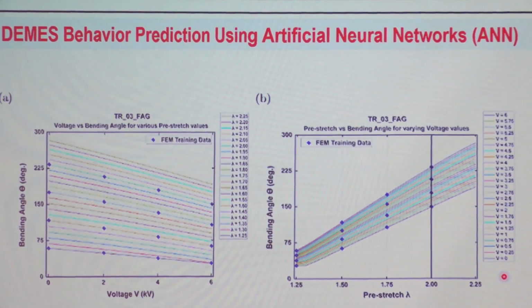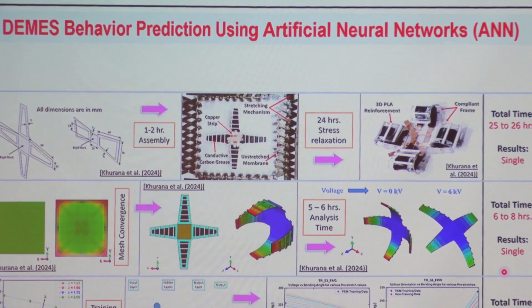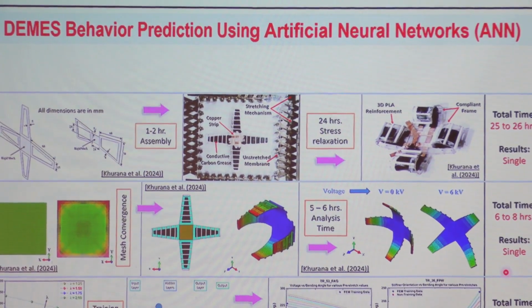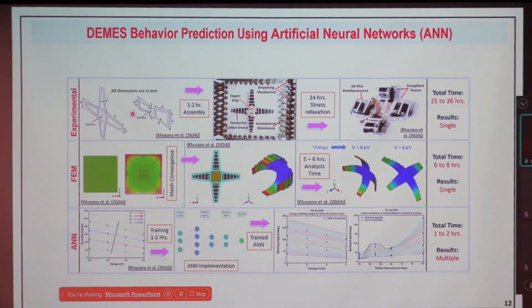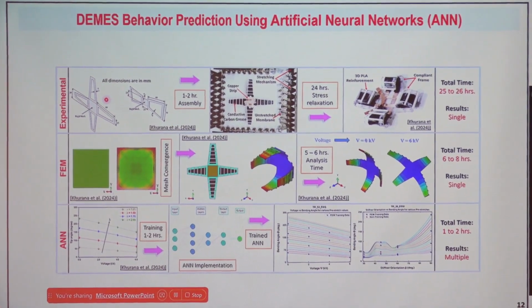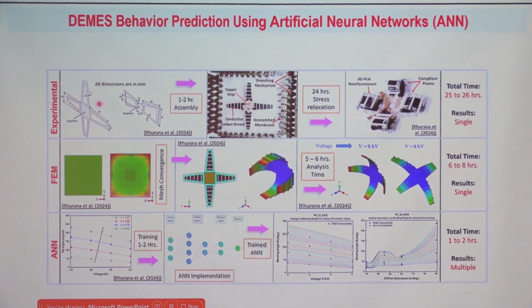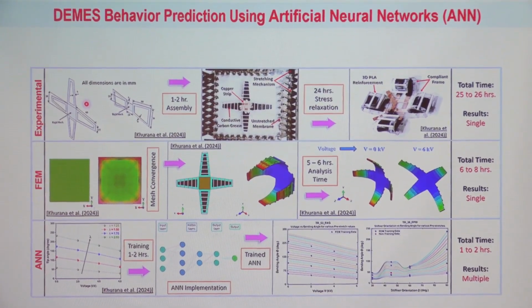So what is the advantage here? You can get a clear glimpse. First, let's see how we have done it experimentally. We fabricate the PET frame, cut all the dimensions, okay. Then we assemble it on a pre-stretched membrane.